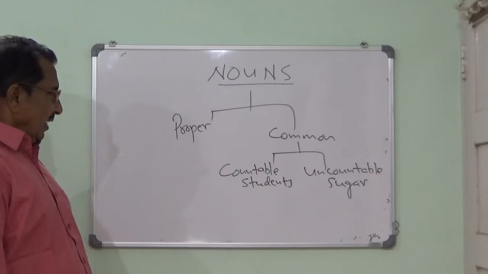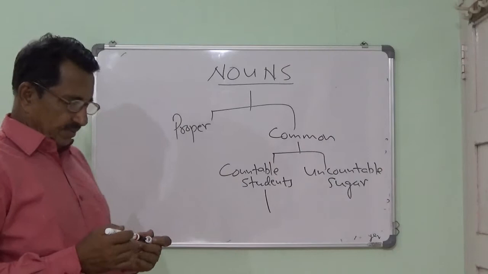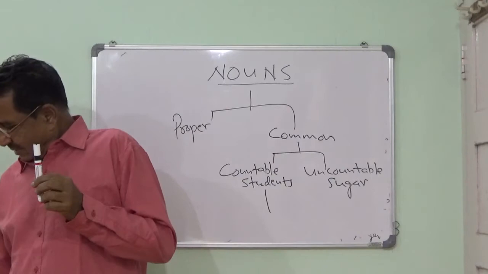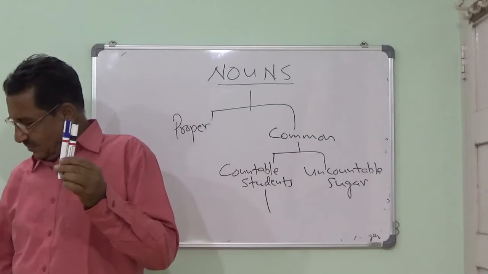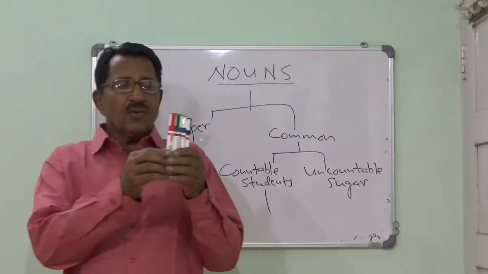Now you can see countable nouns. We are now coming to countable nouns. See what happened? What is this? One pen. When you have one more, what will you say? Two pens. One more, three pens. And one more, four pens.